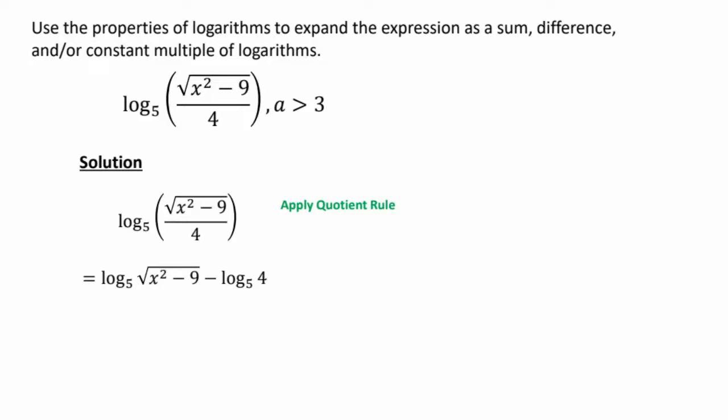My quotient rule says that when I have two things being divided, it's also the same thing as subtracting both of the logs. So this expands to the log of base 5 of the square root of x squared minus 9, minus the log of base 5 to the fourth.